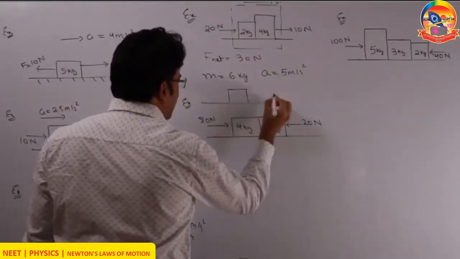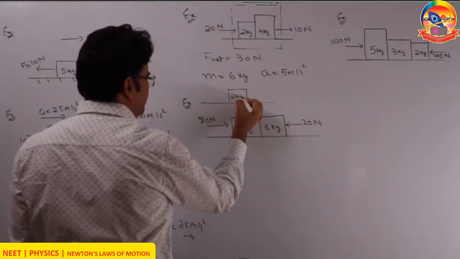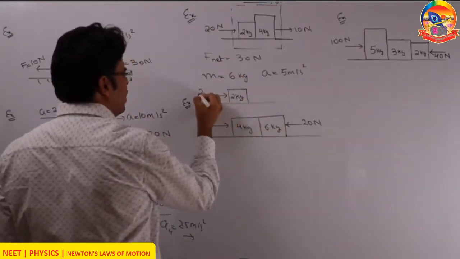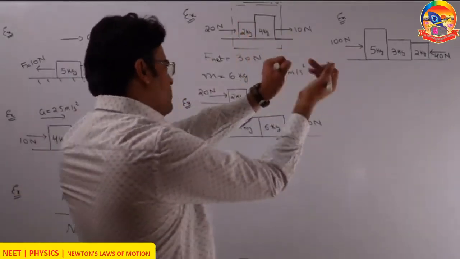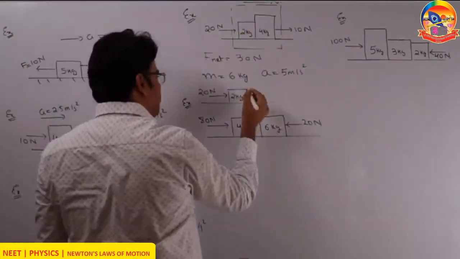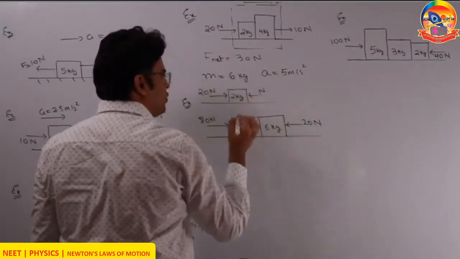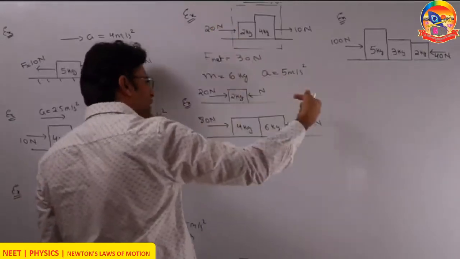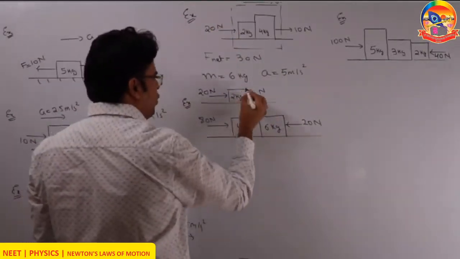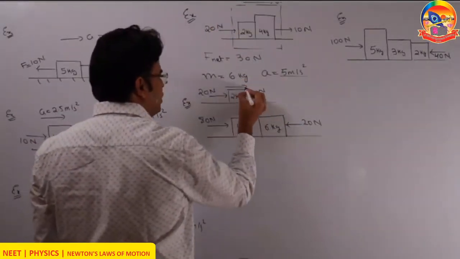If I look at the horizontal forces acting on this 2 kg, there is a force of 20 Newton from outside. 2 will push 4, 4 will push 2. The normal force has to be pushing in nature. And under the influence of these two horizontal forces, external force 20 and normal force N, this 2 kg block, we know, accelerates with an acceleration of 5.